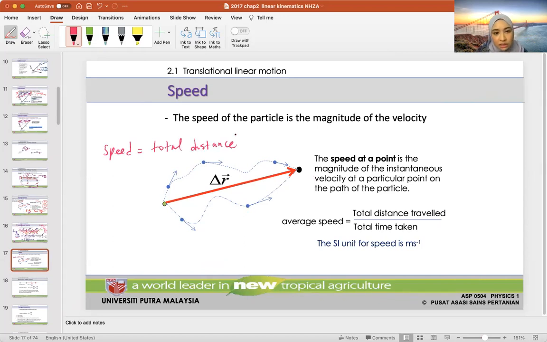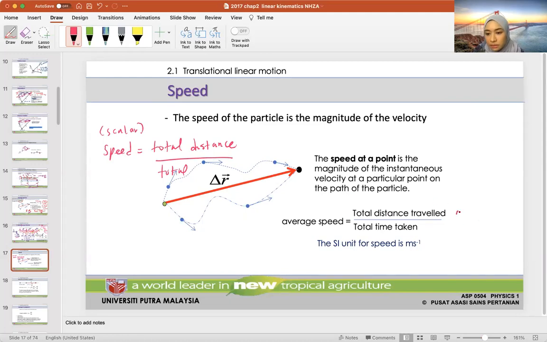If velocity is a vector, speed is a scalar quantity. Sebab kita cakap pasal distance. Distance is a scalar quantity over total time. Oh, ada kat sini. Tengok sini lah, sini cantik. Total distance over total time.